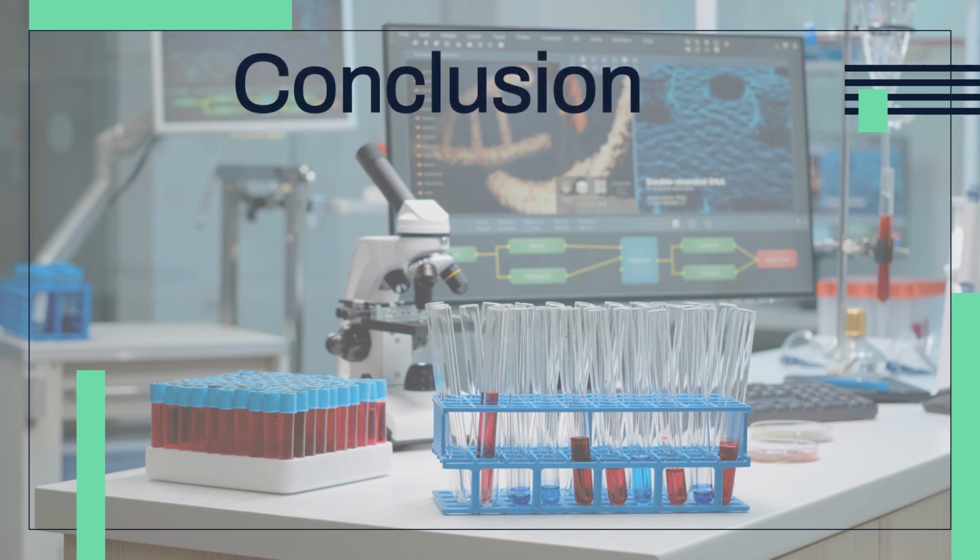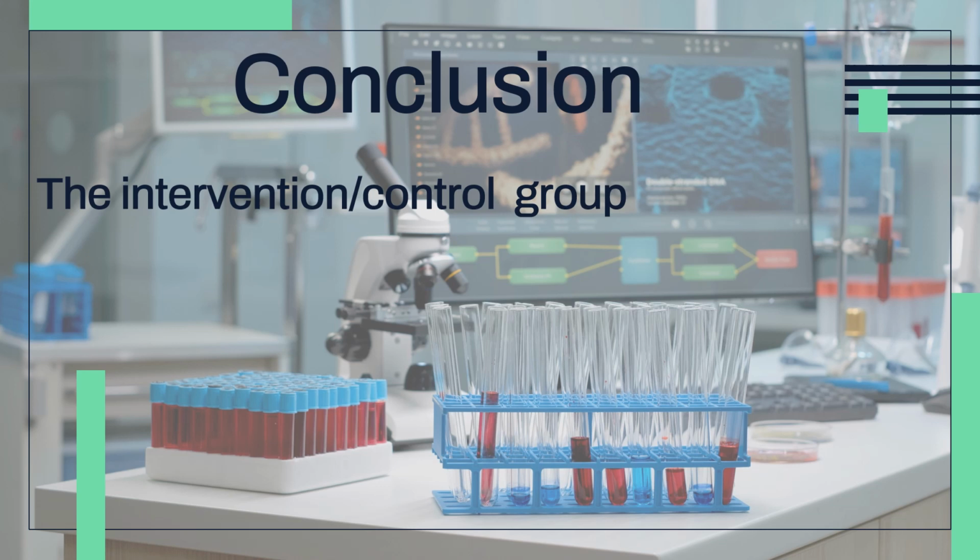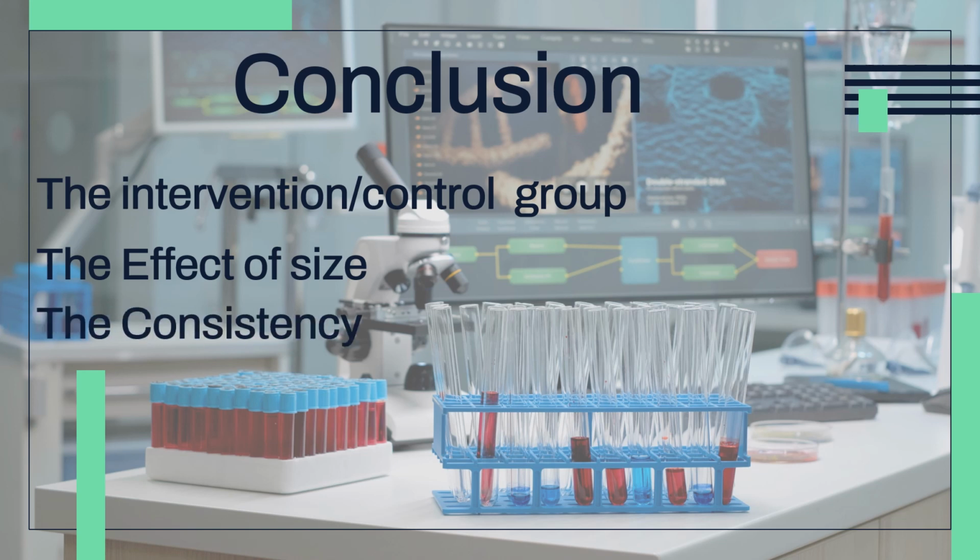In conclusion, the randomized control study has provided valuable insights into the effectiveness of the intervention being tested. The key findings of the study include: the intervention group showed a significant improvement in the target outcome compared to the control group. The effect size of the intervention was found to be substantial, indicating a strong impact on the outcome. The results were consistent across different demographic groups, suggesting that the intervention is effective for a wide range of individuals.